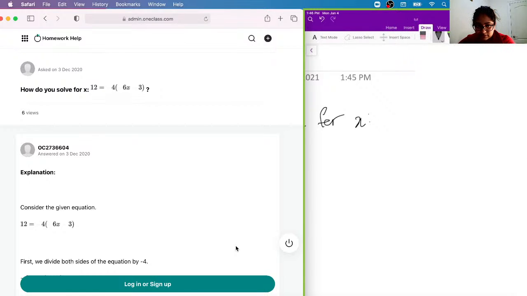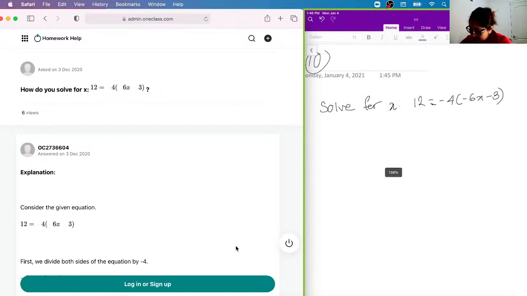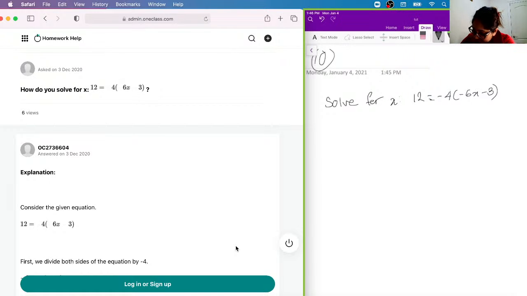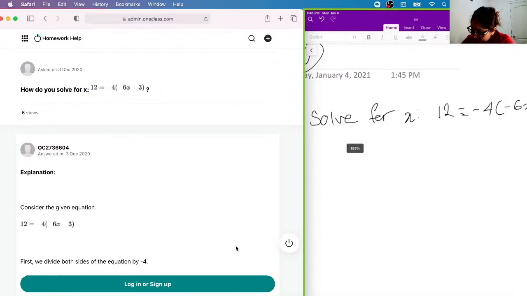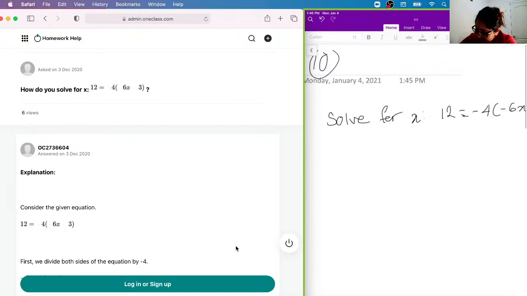Solve for x: 12 is equal to minus 4 times (minus 6x minus 3). So we're basically trying to solve for x in this case. The first step to do this would be to move everything that's attached to x to the other side. To do this, let's first move the 4 to the other side since it would be easier.